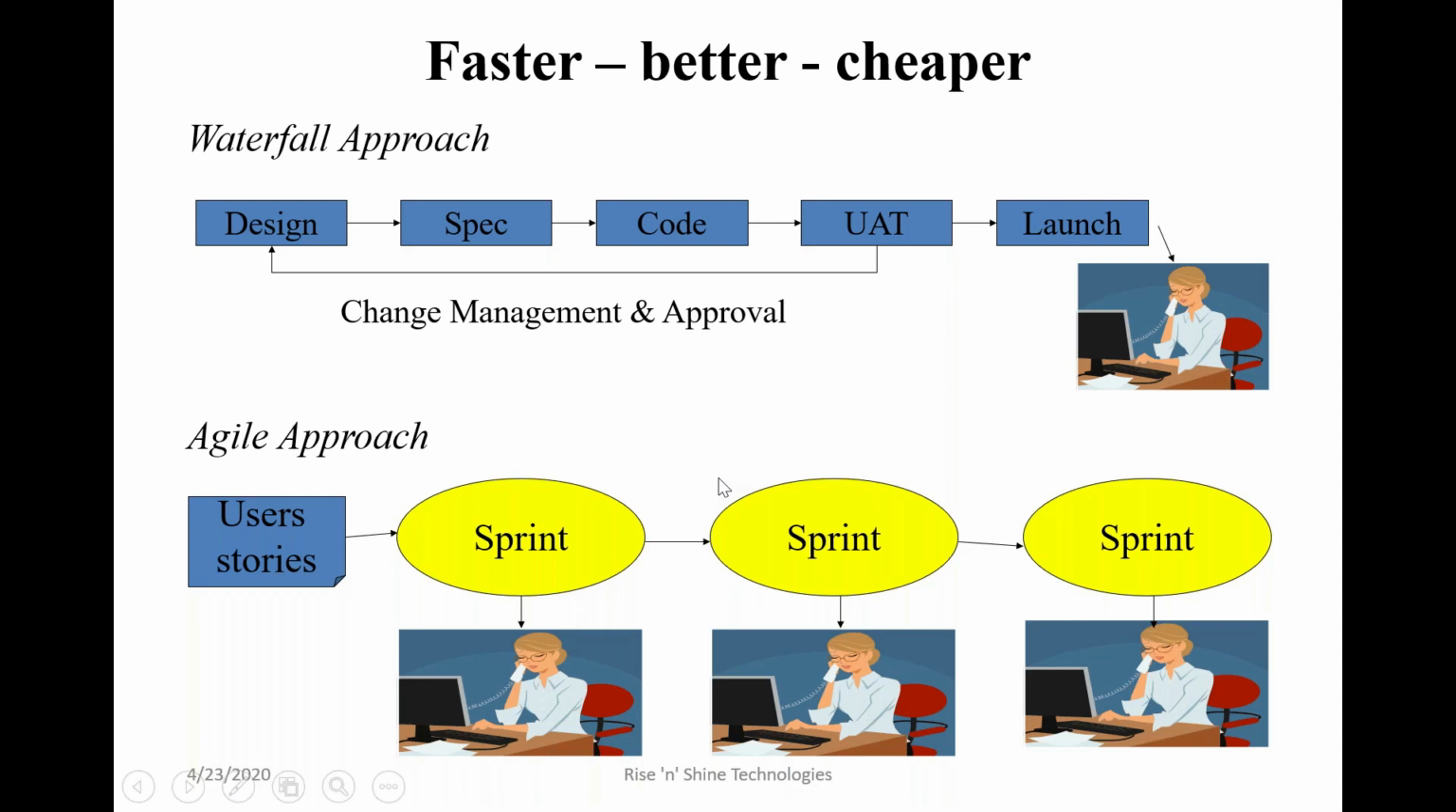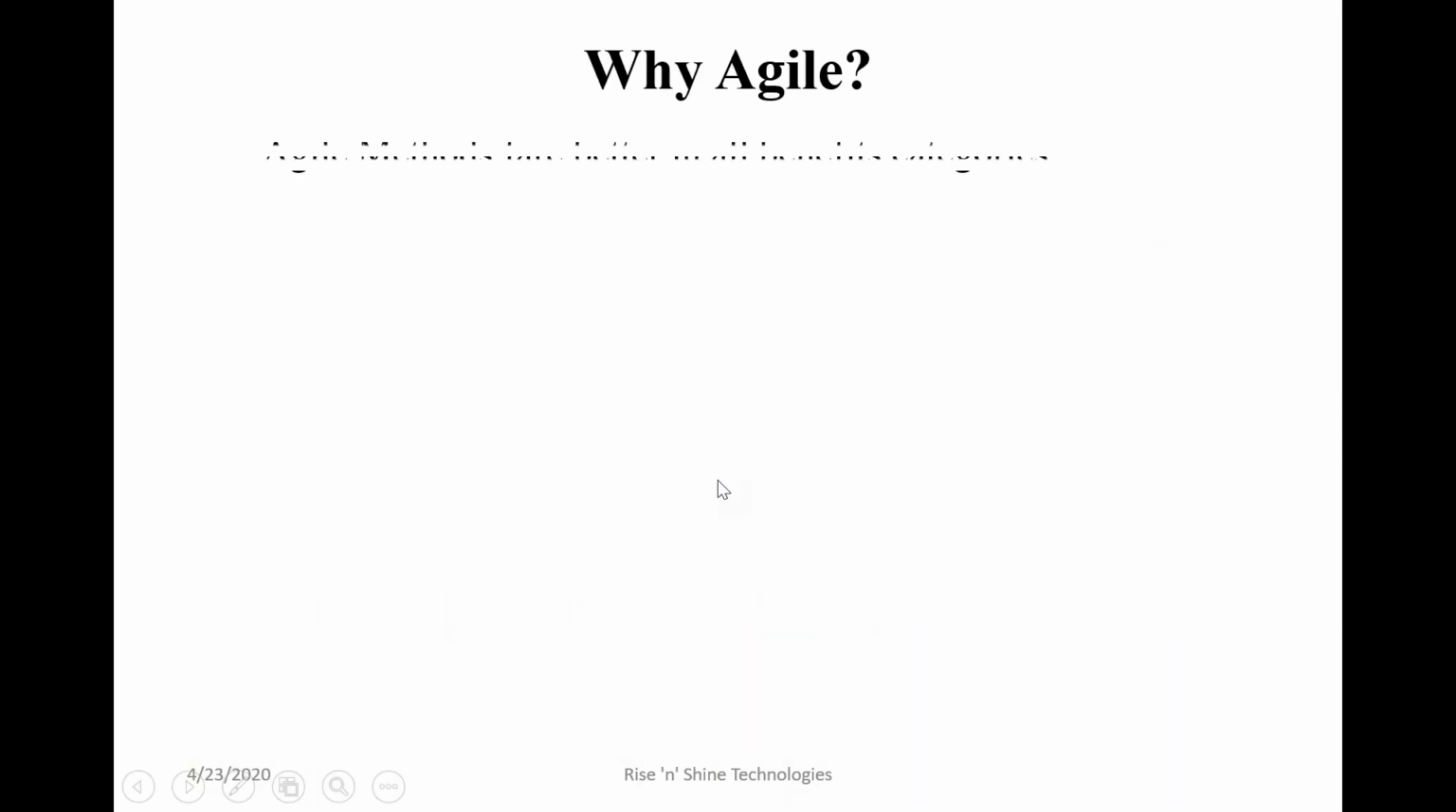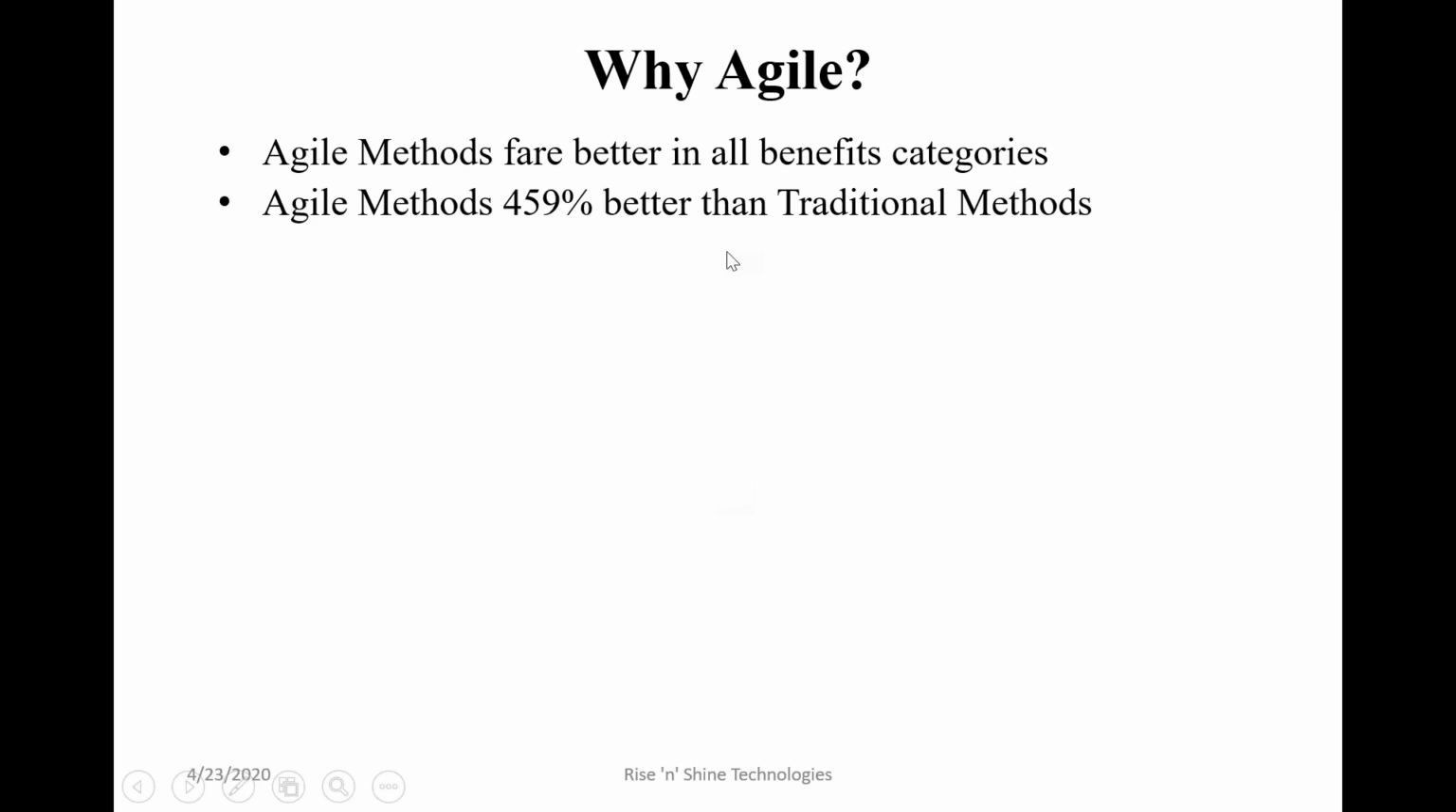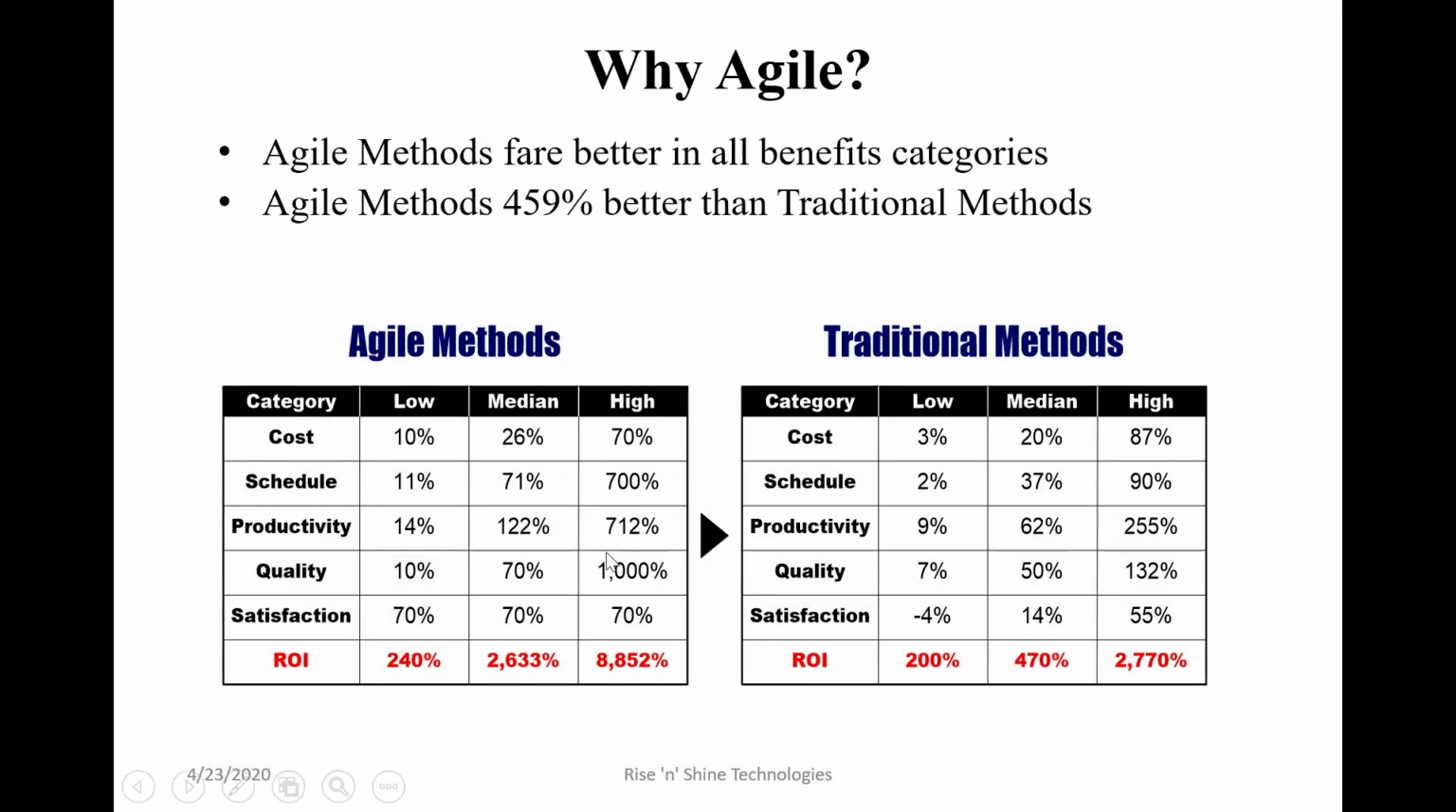But how is this happening in agile? Agile is about 459% better than the traditional methodologies. Just think about it: from a cost point of view, schedule point of view, productivity point of view, quality point of view, satisfaction point of view, agile methodology is far better than traditional methodologies. So there are some statistics which are helping.